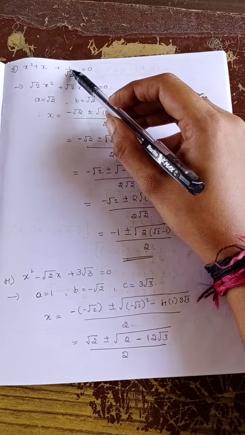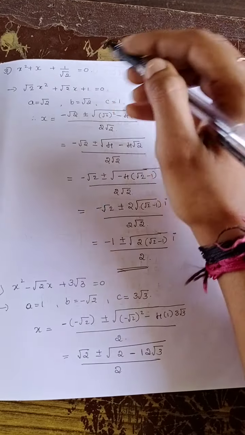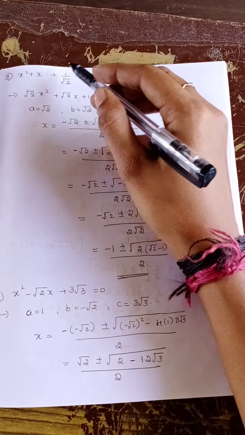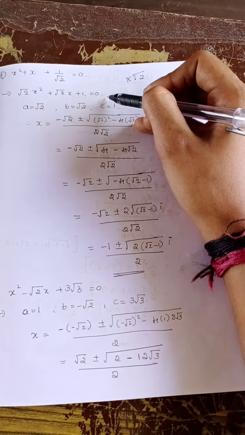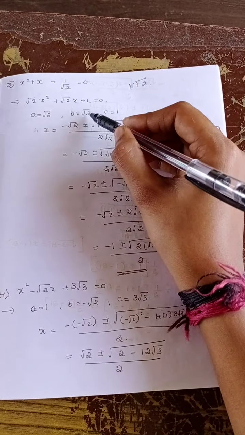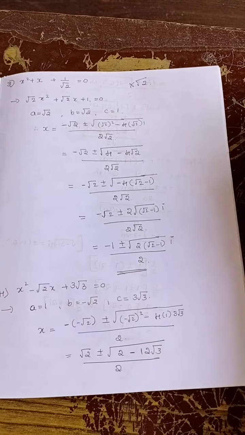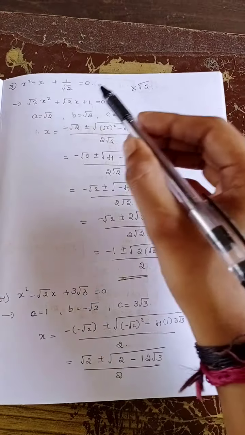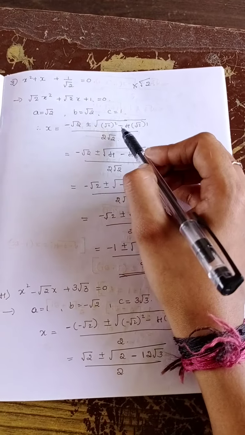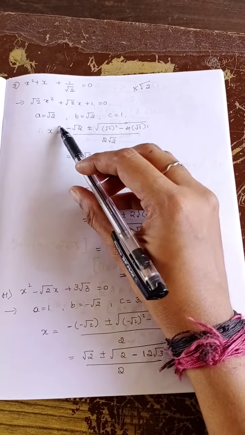Here a denominator term is there, so multiply the whole equation by the square root of 2. We get √2 x² + x + √2 = 0. Here a = √2, b = √2... The 1 divided by √2 times √2 gets cancelled, leaving 1, so x² becomes √2 x², and the constant is 1. Here a = √2, b = √2 and c = 1. So x = (−b ± √(b² − 4ac)) / 2a. Minus b means −√2 plus or minus the square root of (√2)² − 4 times a, where a is √2, times 1, divided by 2a, which is 2 × √2.